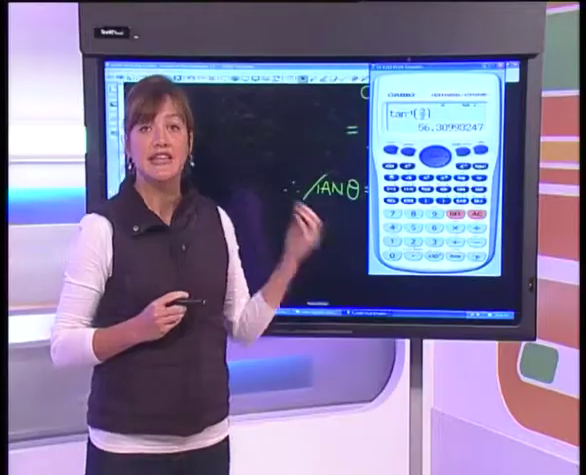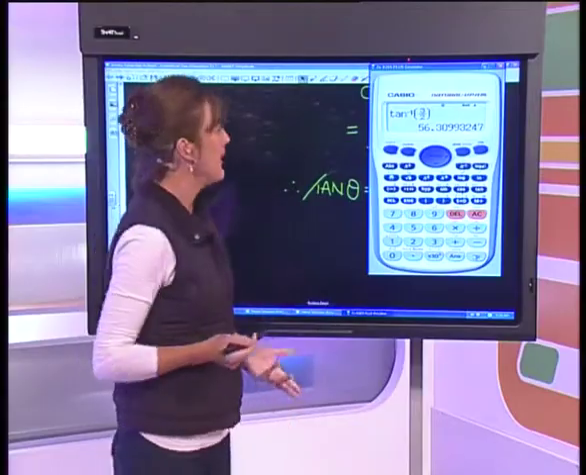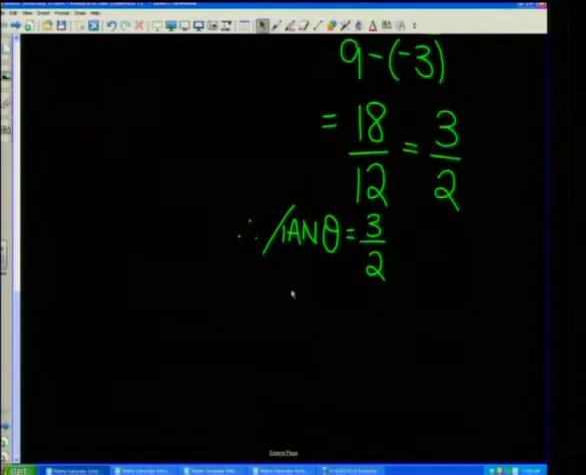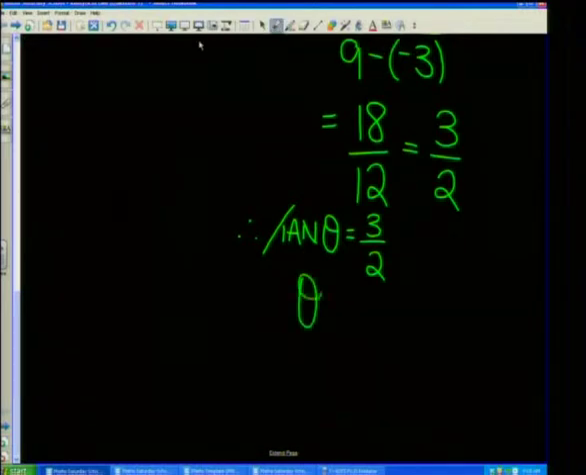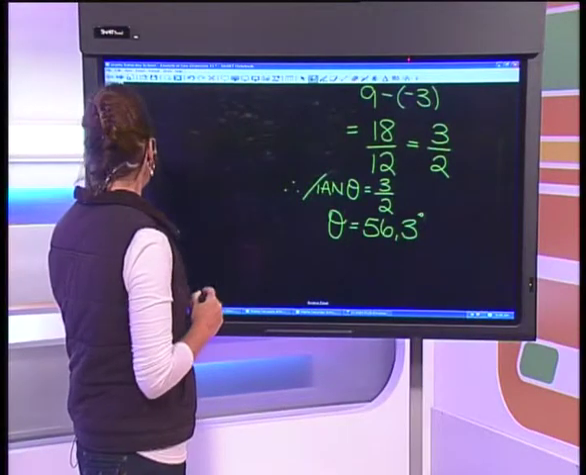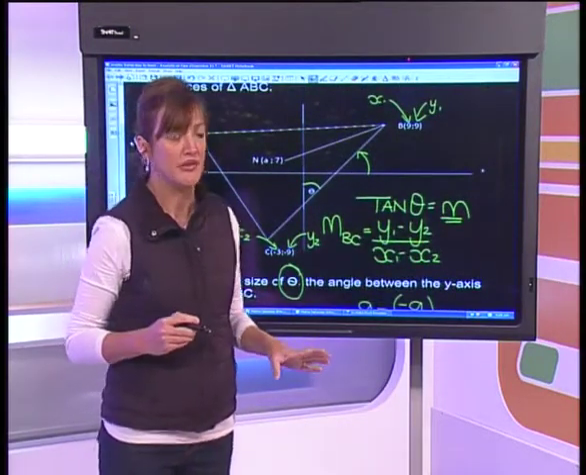Right, so the angle for theta that we have now found is 56. Let's round it off to 1 decimal place. Let's make it 56.3. Okay, so we have now got theta, which is equal to 56.3 degrees. Okay, so let's go back to our diagram and decide exactly where that 56.3 belongs.